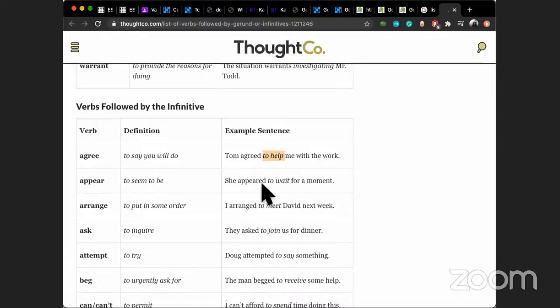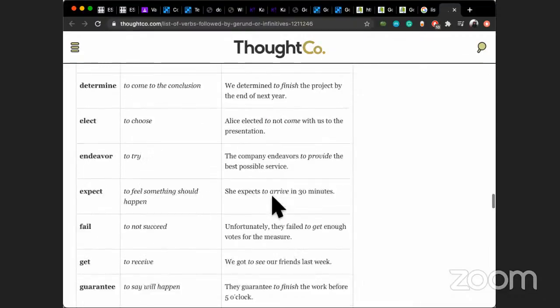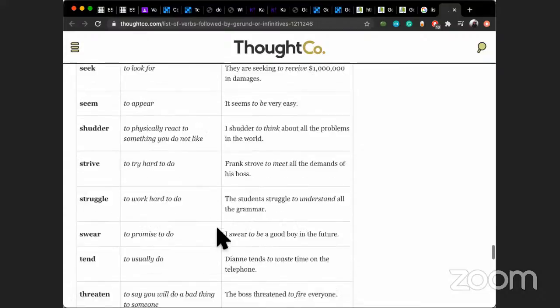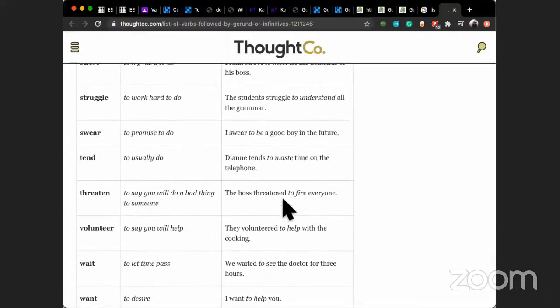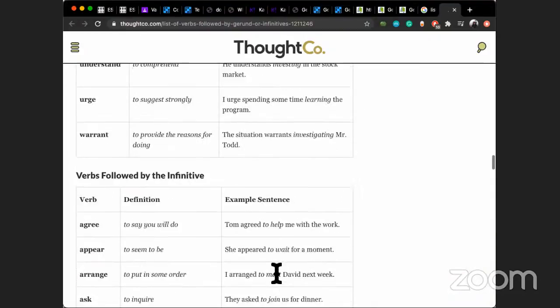For example, appear, the same, no? She appears, any verb, to, for example. So this list is also a quite long list. We always use the infinitive, no? To fire, to help, to whatever, no? But always we have to try to remember, to recognize. I will say it's difficult to memorize, but the more we practice, the more you will remember and recognize.